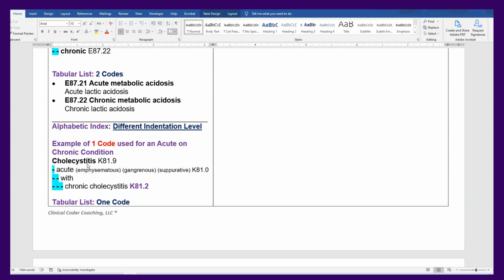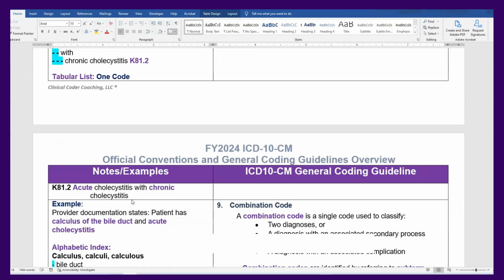So let's take cholecystitis, which is a very common acute on chronic condition. In the subterms, we have acute, and then we have our with convention, meaning it doesn't matter if the provider links them or not, the with convention brings them together, and then we see the chronic cholecystitis. So this is telling us we are going at different indentation levels as we go down here, and the chronic is nestled up under the acute, then we're going to have just one code for this, and it's going to take us to category K81.2. And when we get to K81.2, it's acute cholecystitis with chronic cholecystitis, and that one code fully captures our single condition of acute on chronic cholecystitis.